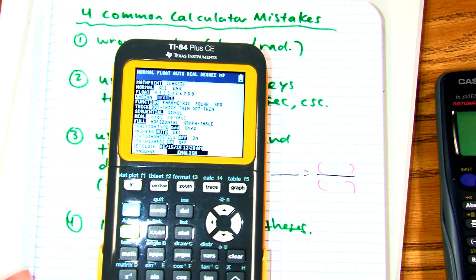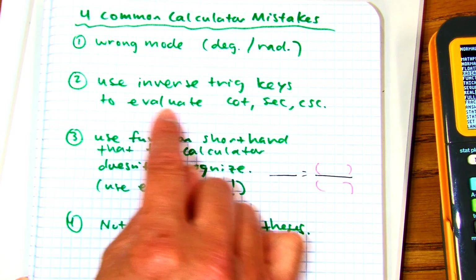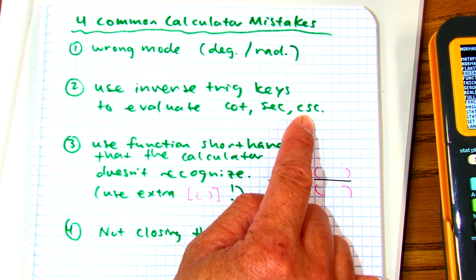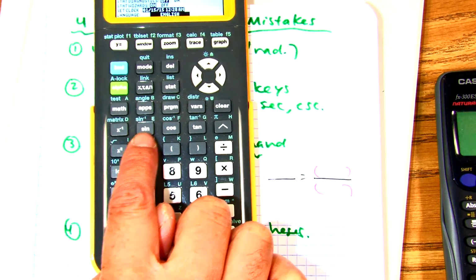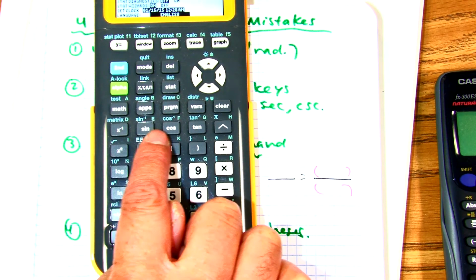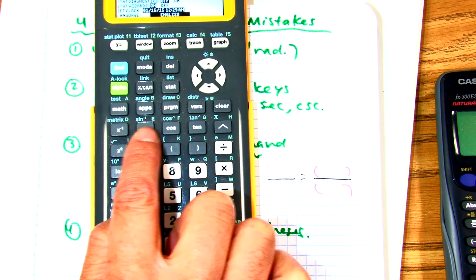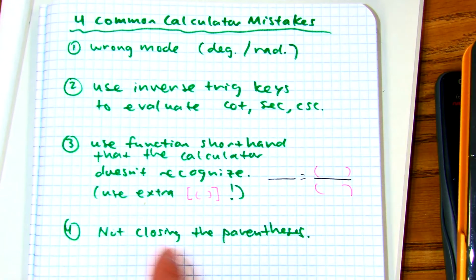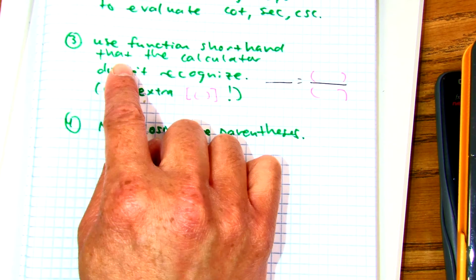Okay? Number two, use the inverse trig keys to evaluate cotangent, secant, and cosecant. We learned about the three basic trig functions, SOHCAHTOA, right? Sine, cosine, tangent. But cotangent is actually not on your calculator. So today you're going to learn about the reciprocal identities that can help us so that we can use sine, cosine, and tangent. The third one is use a function shorthand that the calculator doesn't recognize.